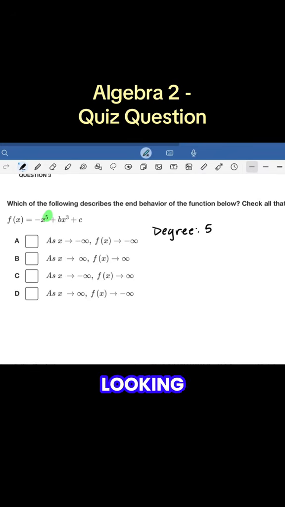Then next, you're looking for your leading coefficient. So our leading coefficient here is -1. Now, we don't really care what the number is. We just want to know, is that number positive or negative? So since the leading coefficient is -1, then we know that it is negative.